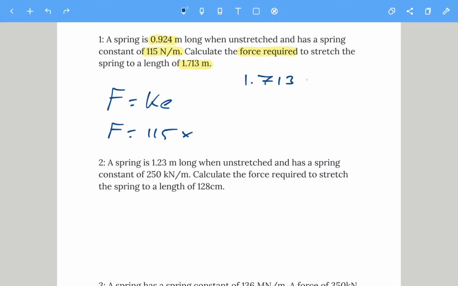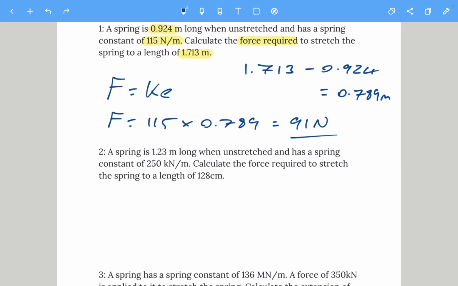So 1.713 subtract 0.924, and that gives us 0.789 meters, and then obviously multiply by the spring constant. And that gives us a force that's equal to 90.735, we'll just say 91 newtons. Okay, let's look at number two.